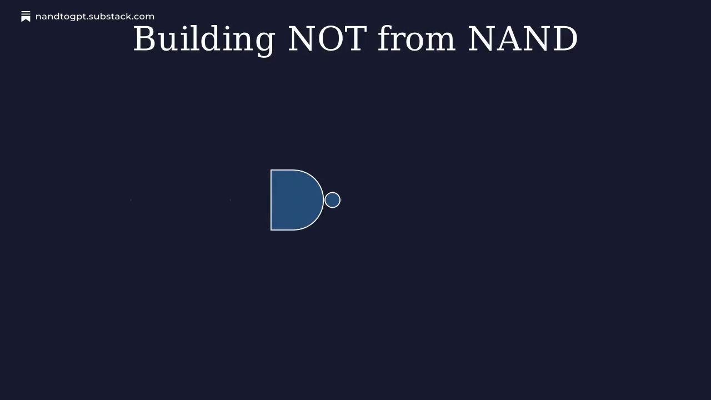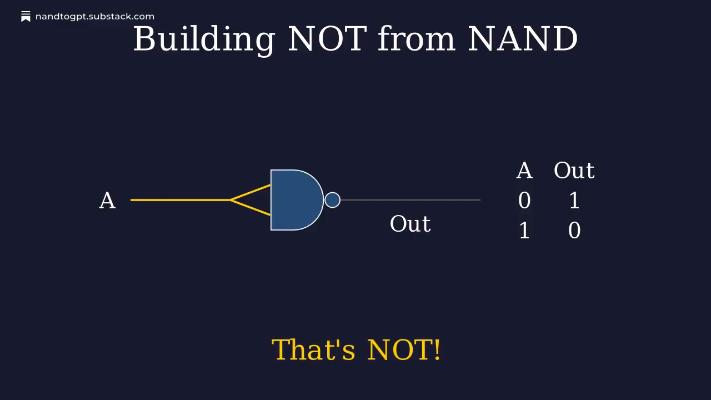Let's start simple. Can we build a NOT gate using only NAND? Here's the trick. What if we connect both inputs of the NAND to the same wire? When our input is 0, both NAND inputs are 0. And remember, NAND only outputs 0 when both inputs are 1, so it outputs 1. When our input is 1, both NAND inputs are 1. That's the special case. NAND outputs 0. We just built NOT. One gate down.